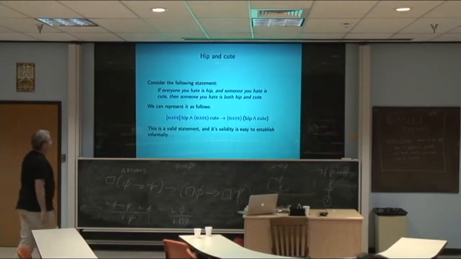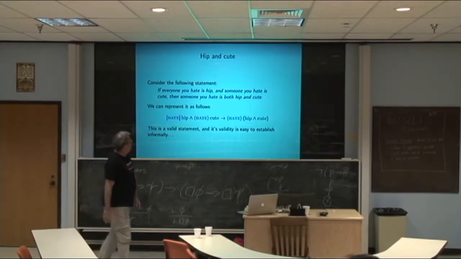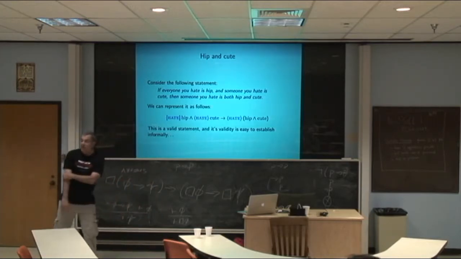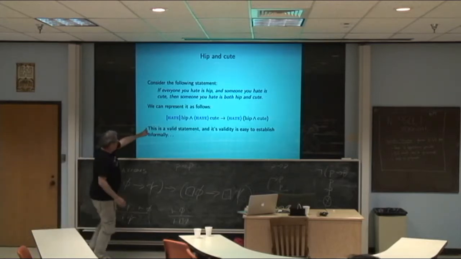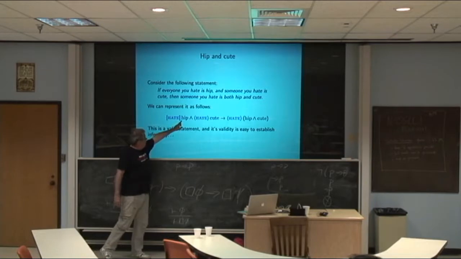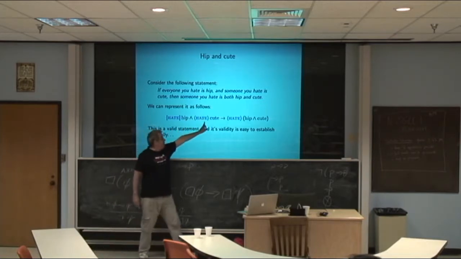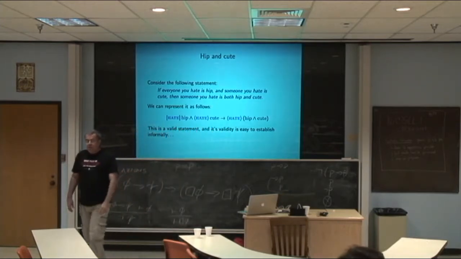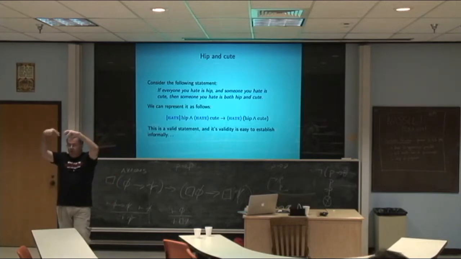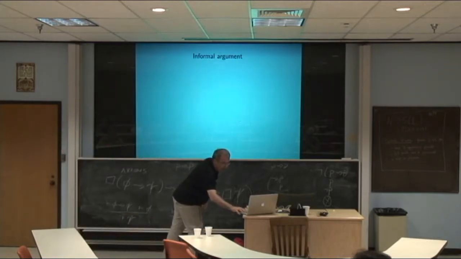I'm going to give you this argument. If everyone you hate is hip and someone you hate is cute, then someone you hate is both hip and cute. Writing it down like this: everyone you hate is hip, and here's a diamond, so someone you hate is cute, implies someone you hate is both hip and cute. Now, tableau basically works by assuming the opposite and deriving a contradiction. Let's just see how this would work informally.